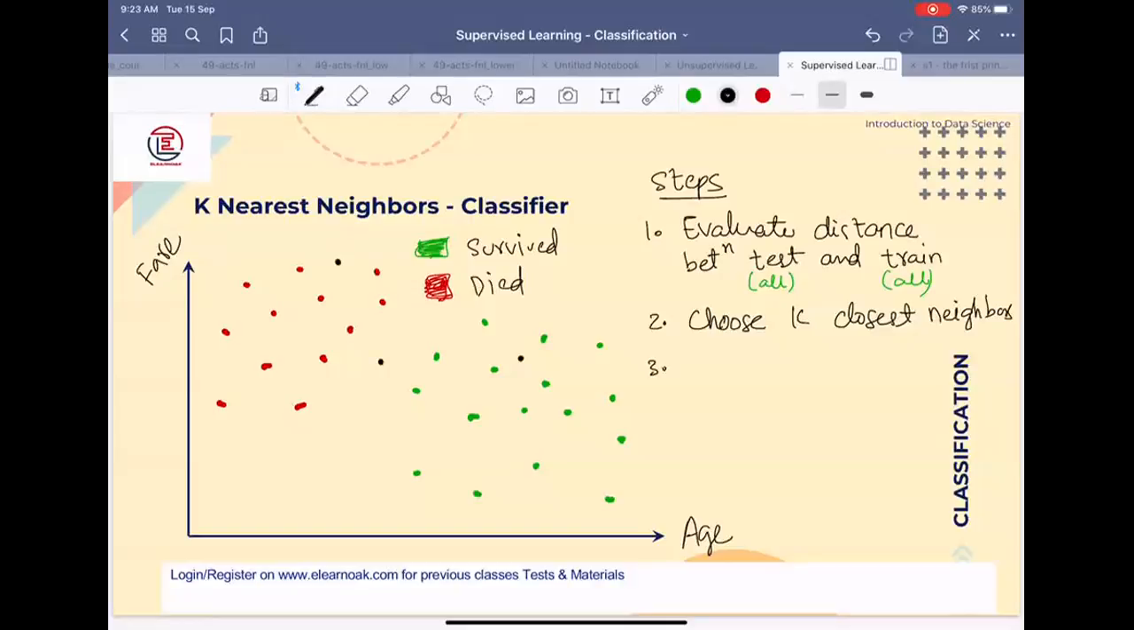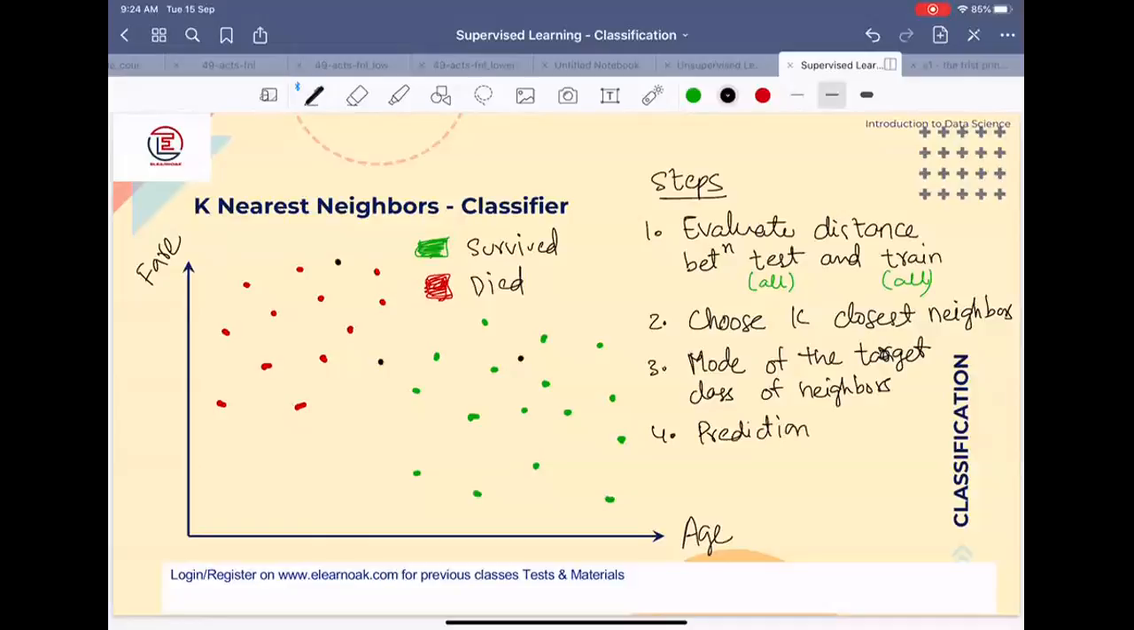Choose the k closest neighbors. Once we have chosen the k nearest neighbors, we have to find out what the class of those neighbors is. What is the target class of those neighbors? And based on the target class of those neighbors, we have to choose the majority. So choose the mode of the target class of neighbors. And once we get the mode of the target class of all the neighbors, that will be our prediction for the test data.